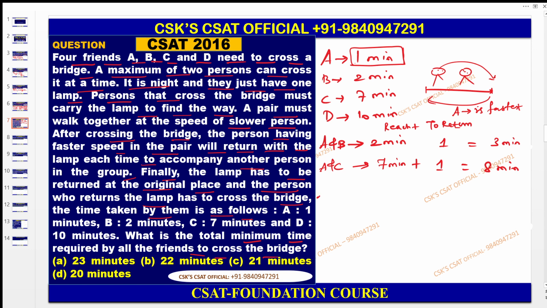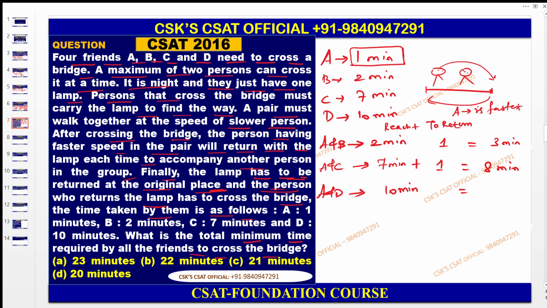Okay, now A and D. Now try to understand. 10 minutes, right? Now try to understand this one. Finally, the lamp has to be returned to the original place, right? And the person who returns the lamp has to cross the bridge.